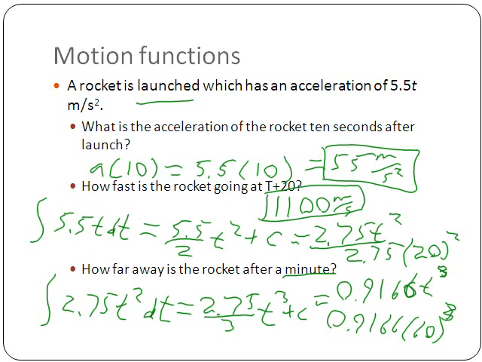And so 0.9166 times 60 to the third power. And I get that this rocket, after a minute, is 197,985.6 meters away. So 197,985 meters is how far the rocket is away after a minute. And that's how you might work that out.